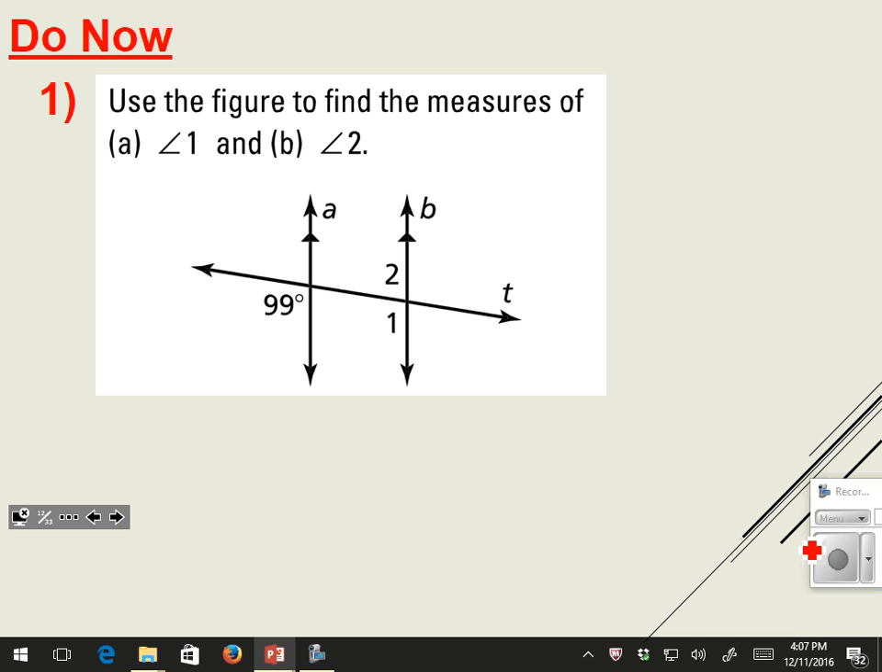Well, angle 1 is 99 degrees. Angle 2 and angle 1 are supplementary. So how many degrees is going to be angle 2? If I did the math correctly, angle 2 should be 81 degrees.